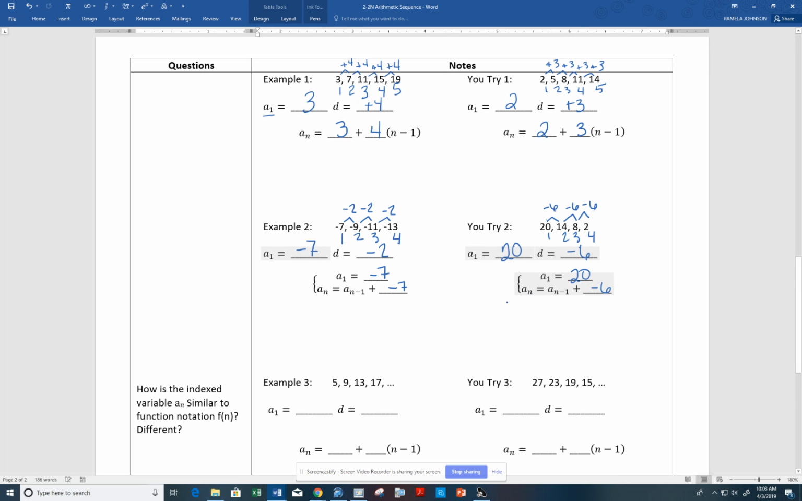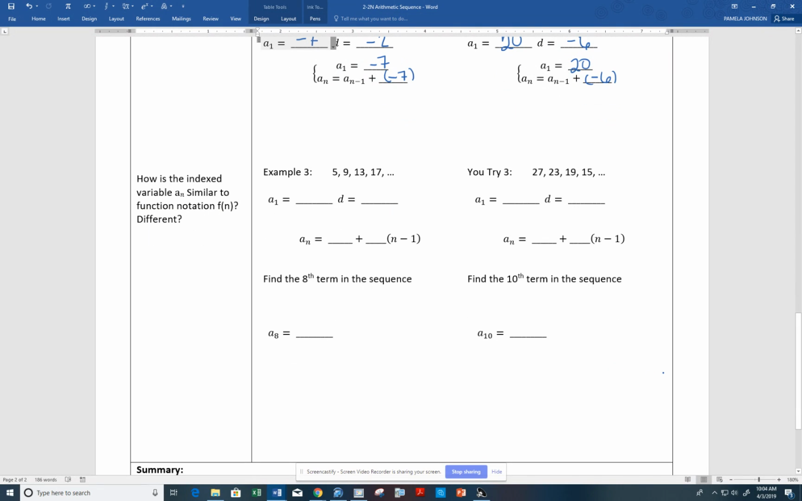Now, you can just write this as minus 6. You don't have to put plus a negative. If you want to, so that it's easier, that's fine. You can also put parentheses around these just to separate out that positive and that negative sign. Okay.